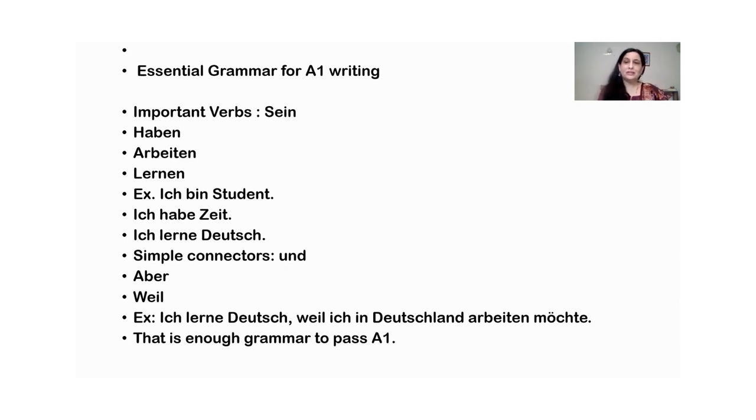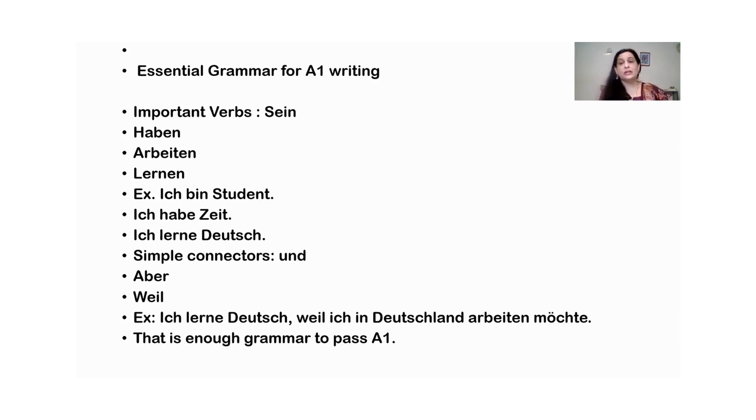This is a long sentence, but as an exception, you can use it. Ich lerne Deutsch, weil ich in Deutschland arbeiten möchte. Because I want to work in Germany. So this is a sentence, and in this we have used weil. Similar to this, you can use und. Und is and. You can join two sentences.